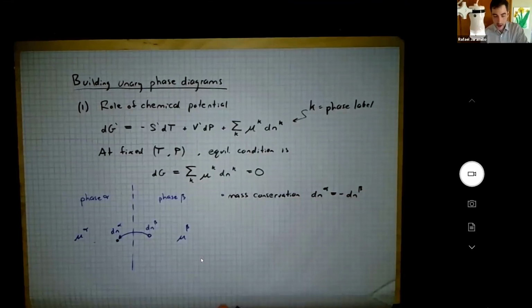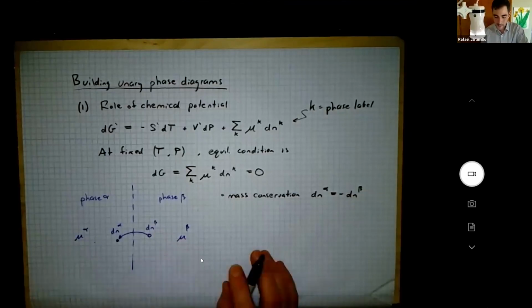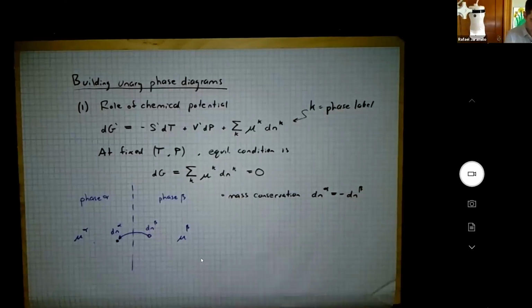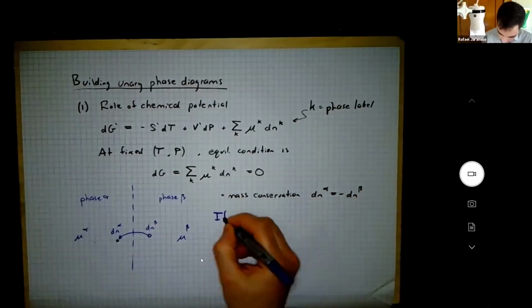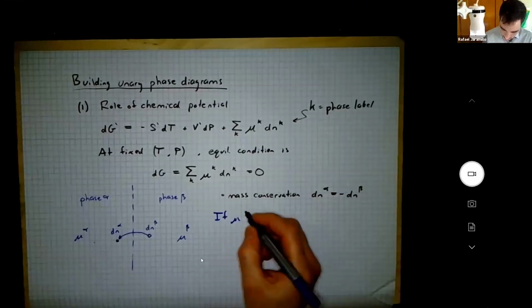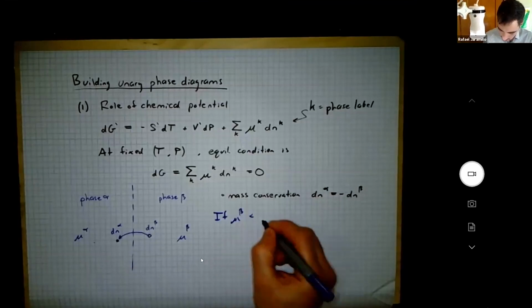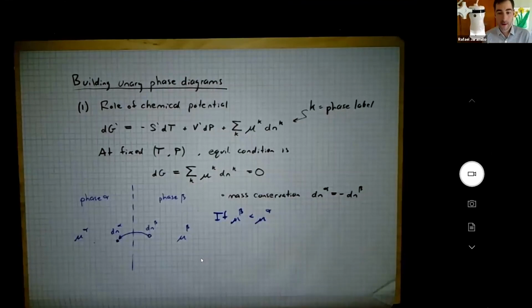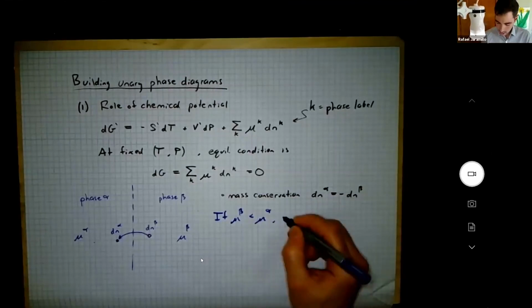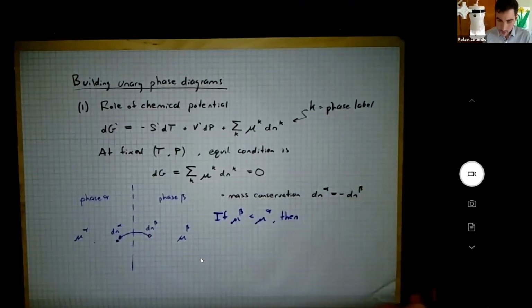So what happens if the chemical potential of beta is less than the chemical potential of alpha? What happens if the chemical potential of beta is less than the chemical potential of alpha? Let me write that down. If mu beta is less than mu alpha, then what will happen?